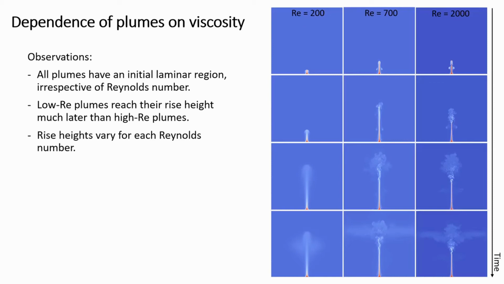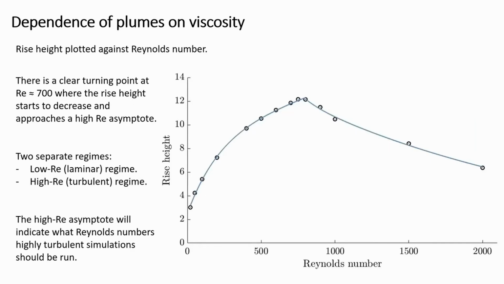The rise height, as expected, also varies for each Reynolds number, and we can see this more clearly on the next slide. Here we have a larger number of simulations with their rise heights plotted against Reynolds number. At the higher end of the Reynolds number spectrum, the rise height appears to be approaching an asymptote. We have more simulations running to test this further, but the asymptote should inform us of the appropriate Reynolds number required to run a highly turbulent plume simulation.